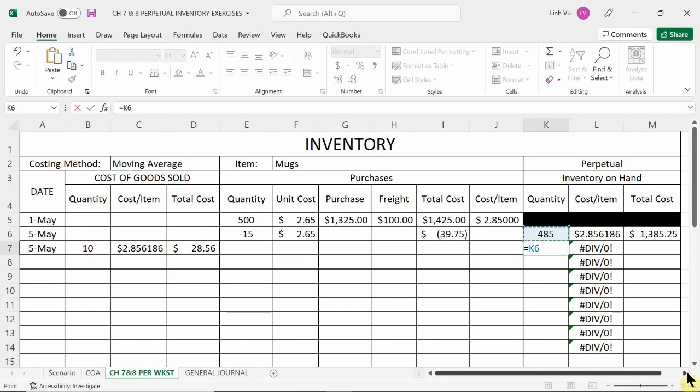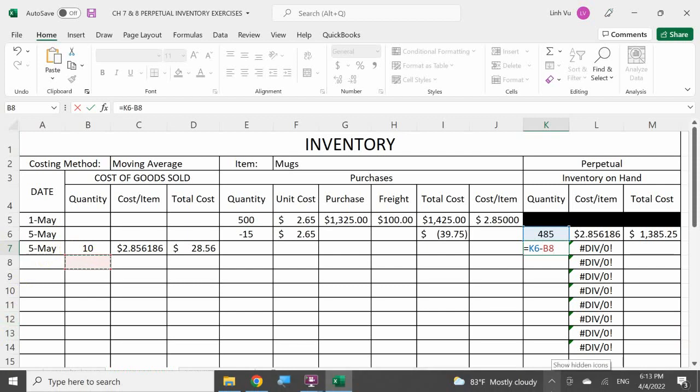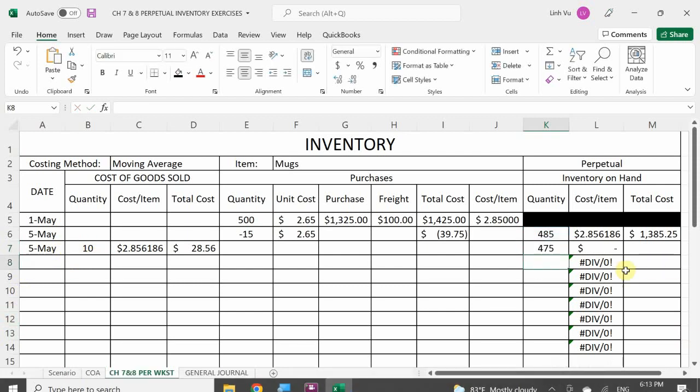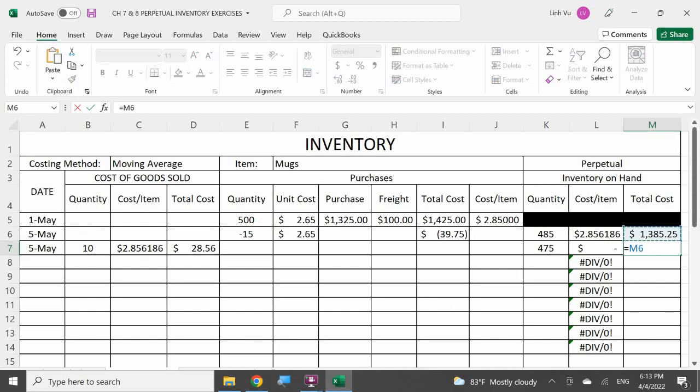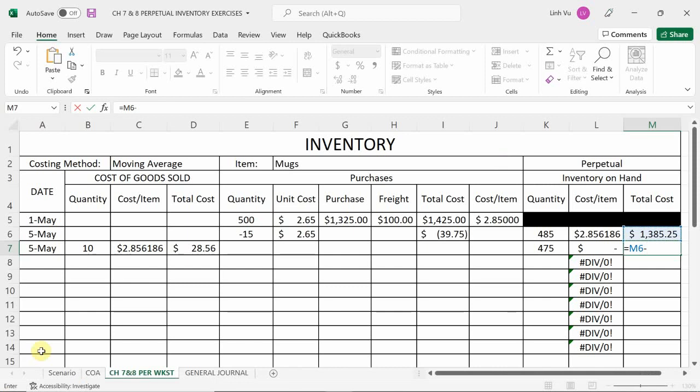So in this case, 485 minus 10 is going to give you 475. If I started out with 1385.25, and I sold a total of $28.56, I should get a grand total of $1356.69, which, because I have the formula right here on my Excel spreadsheet, is going to automatically calculate my average cost to be about the same.